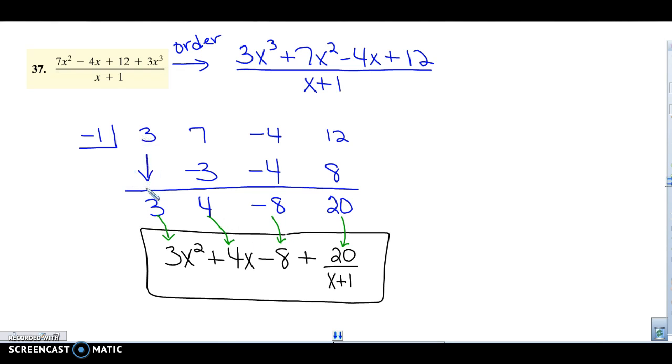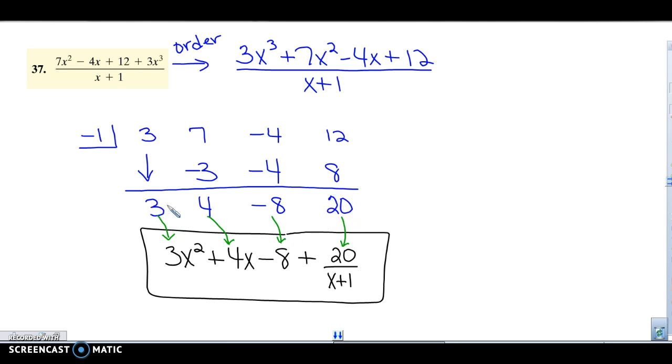So we bring down the first item, 3, and copy it here. We then multiply -1 times 3 and get -3, which I put here. Add 7 and -3, you get 4. Now multiply, -1 times 4 is -4. You put it here. Add -4 and -4 to get -8. Then multiply -1 times -8 to get +8. Add 12 and 8 to get 20. Remember, this is going to always represent our remainder.